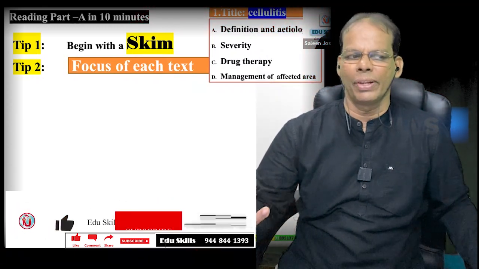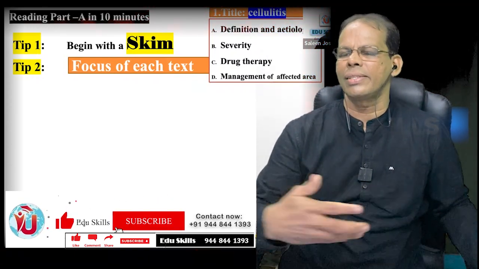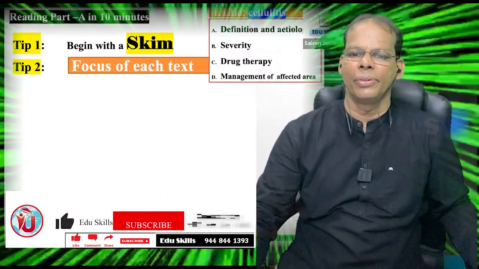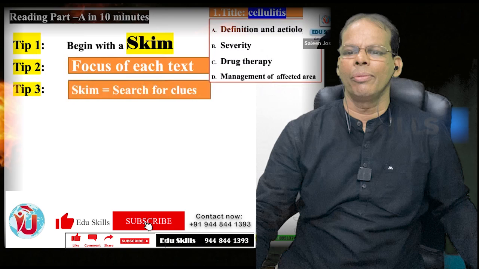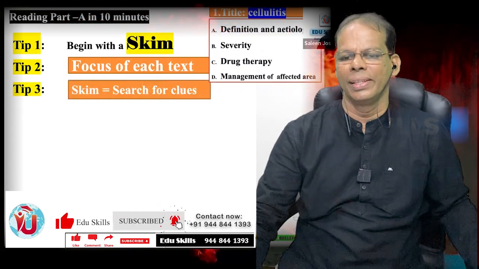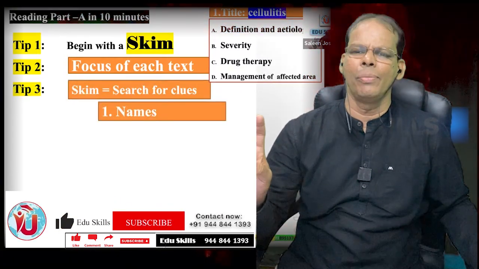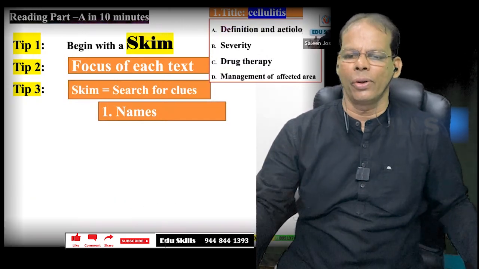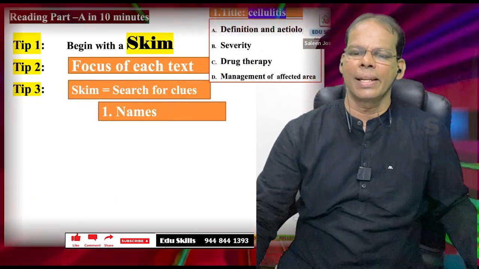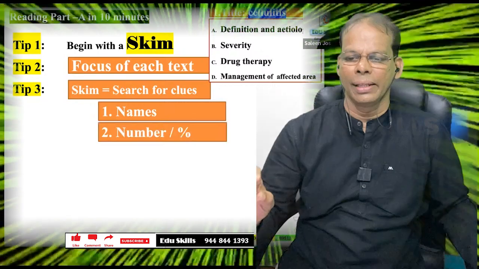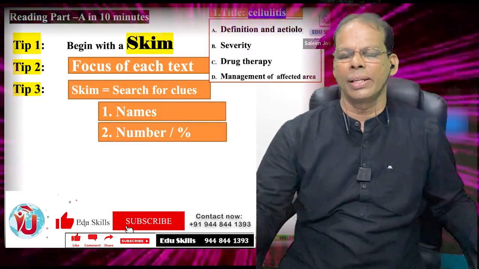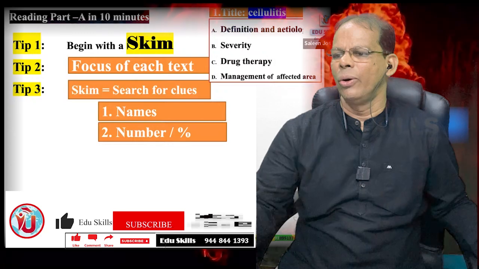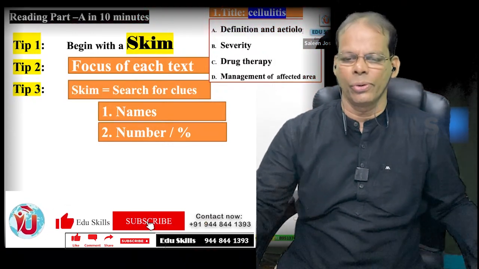The first 7 or 8 questions you can just dash through because there will be synonyms of these side headings, text headings. Tip 3, skim and search for these clues. What are the clues? Names of some condition, some organs, some medicine, anything of that sort. Names, any names, just highlight those names or focus on that. Then numbers, percentages or measurements or dosage, you can say in medication. Dosages are important. Number means also dosage.